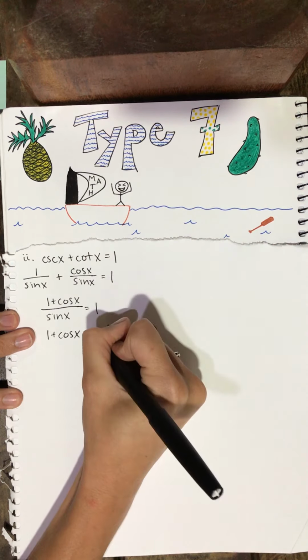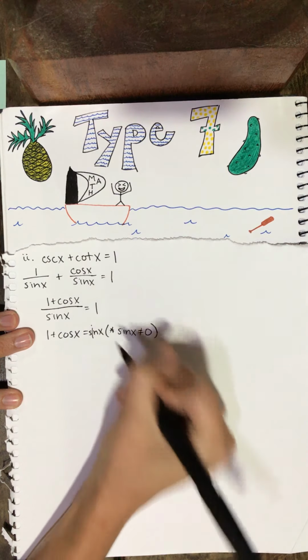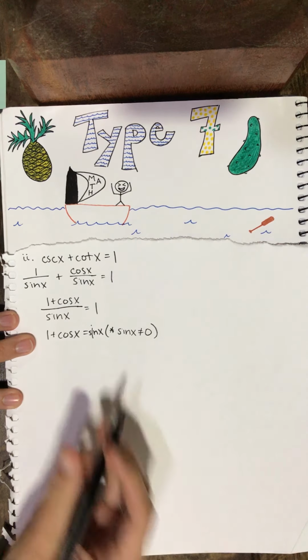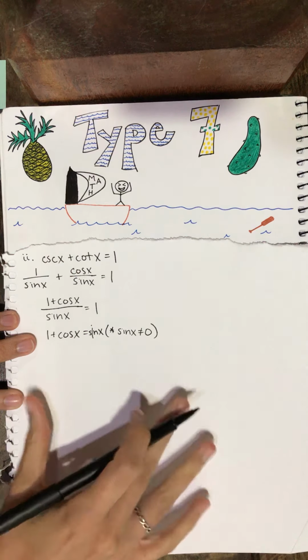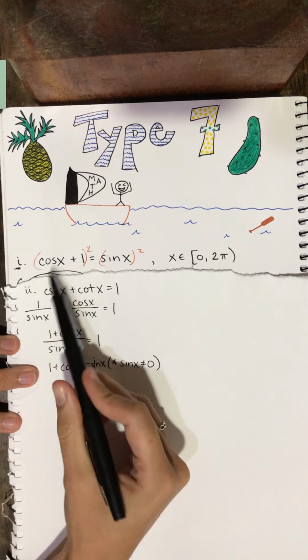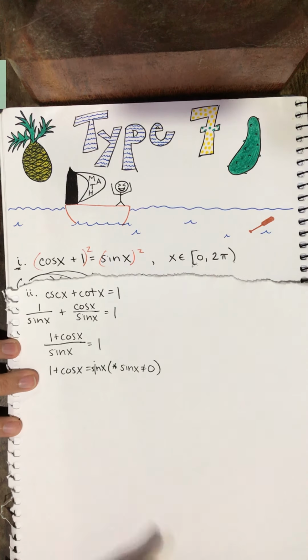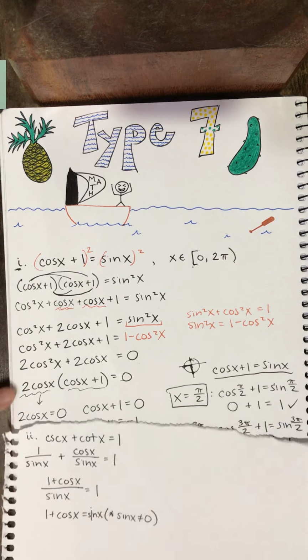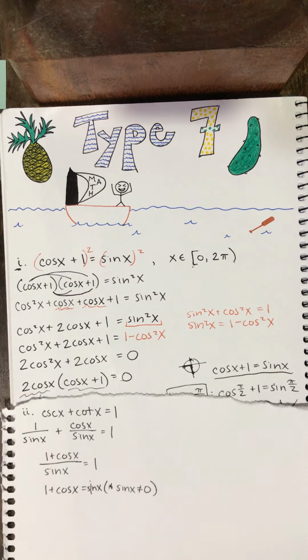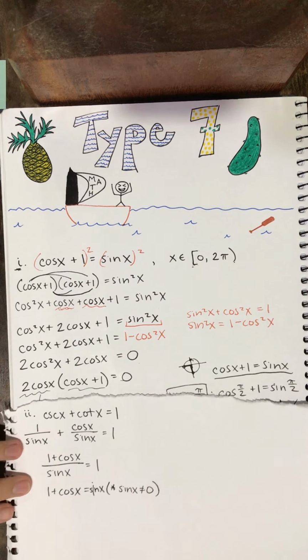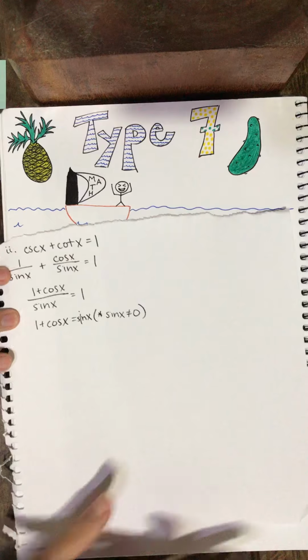Oh, this should be sine of x, shouldn't it? Sine of x. There, perfect. Now it looks exactly the same as our previous problem. 1 plus cosine of x is equal to sine of x. So I'm going to do the exact same thing. Shall we just fast forward and end up with 2 cosine of x times cosine of x plus 1 is equal to 0? Let's just fast forward.